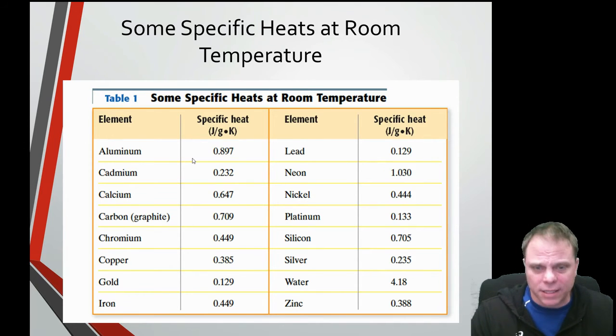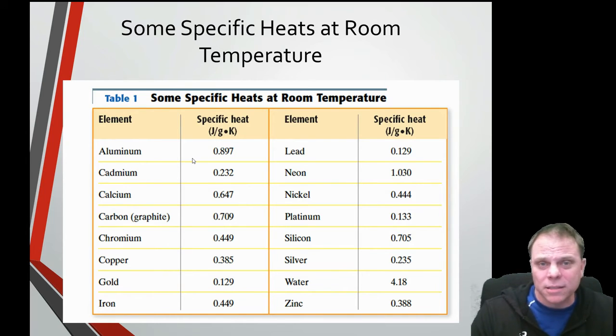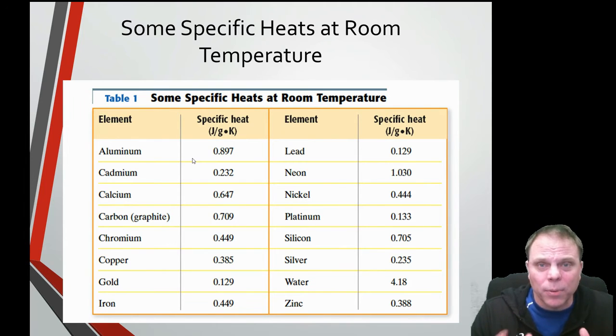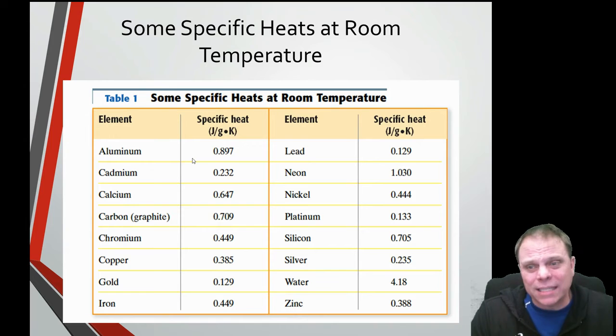So look at some of these substances. These are some of their specific heats. You can see aluminum, which we make our aluminum cans out of for our Coke cans and things like that, 0.897, right? So that's got a pretty low specific heat. It is able to transfer energy quickly, so it can cool down that beverage pretty quickly. If you look at water here in the right-hand column, you can see it's 4.18, right?